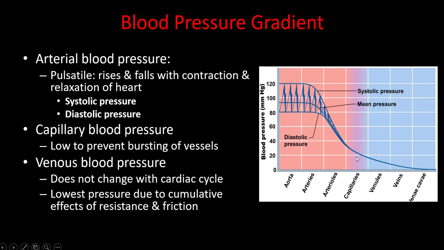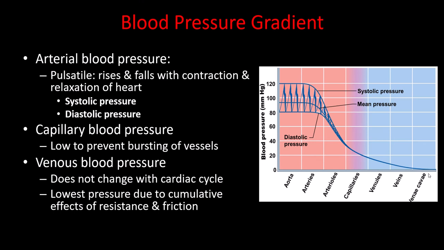If we look at pressure in the capillaries, it's pretty low, maybe 20, 15 millimeters of mercury. That's because those capillaries are really, really thin-walled, and so we don't want them to bust open. So we actually want capillary pressure to be pretty low. And then in the venous system, particularly in the vena cava, you're going to get almost nil in terms of your pressure.